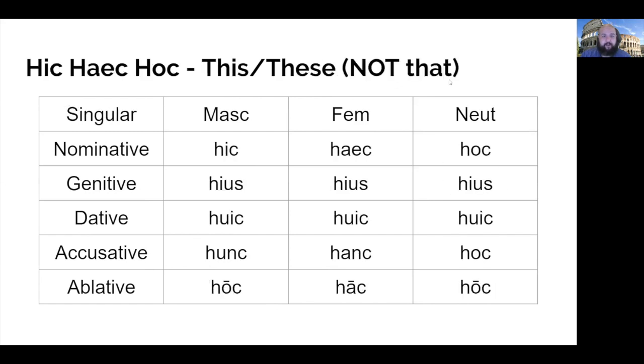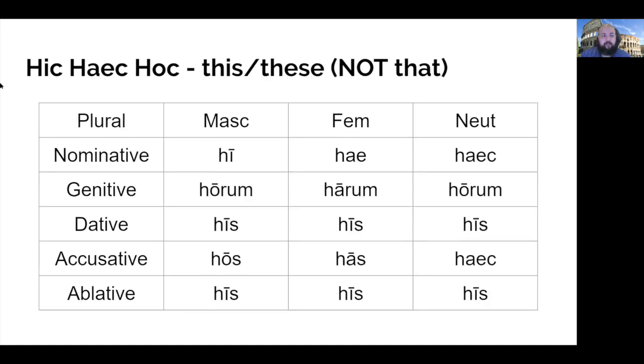Our next pronoun is going to be hic, haec, hoc, which means this and these. Again, here are all the forms. And again, we want to try to minimize the actual information that we have to remember. So try to find as many patterns as you can while you look at these. Here are the plural forms. So this is all these things. Again, we're all about looking at patterns here.